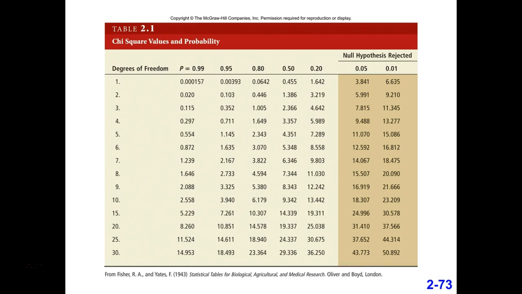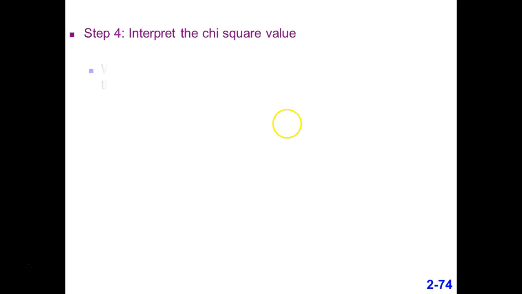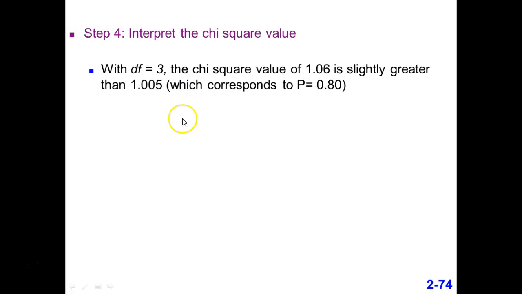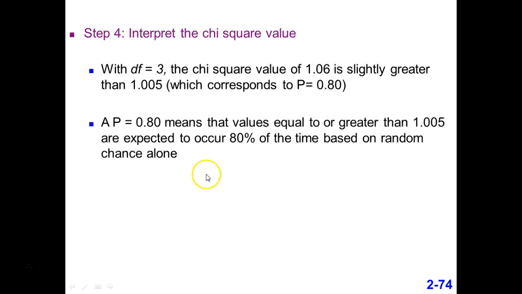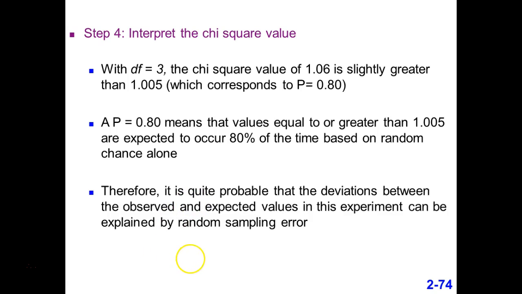But again, sample size can really affect this, right? You want to make sure you have a large enough sample that you're not going to end up with a lot of variation. So, as we said, 0.8, which is 80%. So it's quite probable that the deviations between the observed and the expected in the experiment can be explained by just random sampling error, right? It's not that it's not a good fit. This is a good fit.